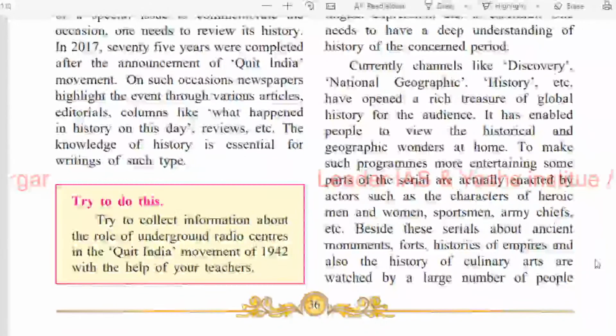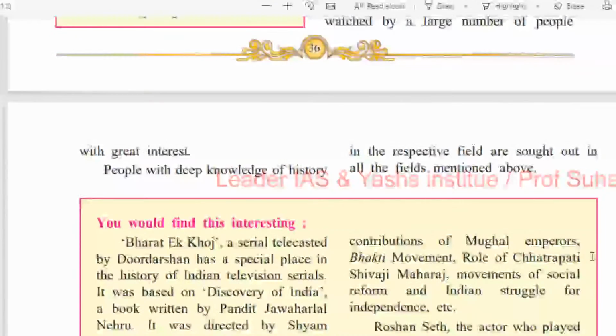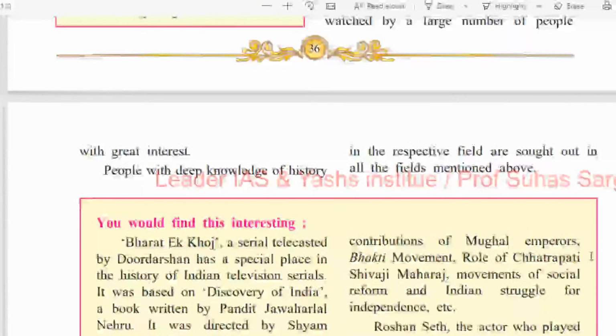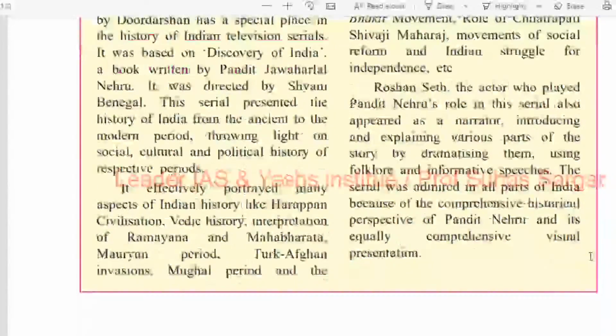Besides these, serials about ancient monuments, forts, histories of empires, and also the history of culinary arts are watched by a large number of people with great interest. People with a deep knowledge of history in the respective fields are sought out in all fields mentioned.